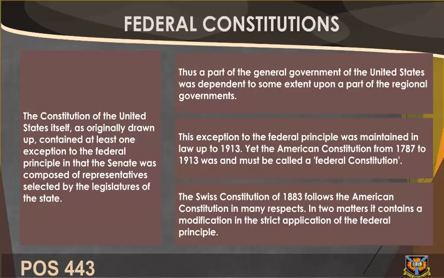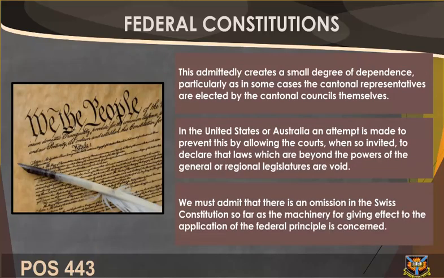The Swiss Constitution of 1883 follows the American Constitution in many respects. In two matters, it contains a modification in the strict applications of the federal principles. This admittedly creates a small degree of dependence, particularly as in some cases the cantonal representatives are elected by the cantonal councils themselves. In the United States or Australia, an attempt is made to prevent this by allowing the courts, when so invited, to declare that laws which are beyond the powers of the general or regional legislatures are void.